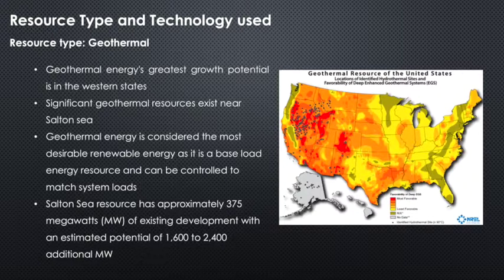It has been found that significant geothermal resources exist near the Salton Sea, which has approximately 375 megawatts of existing development with an estimated potential of 1600 to 2400 additional megawatts. Amongst the renewable energy sources, geothermal energy is considered one of the most desirable as it can be used as a baseload energy resource and can be controlled to match system loads.